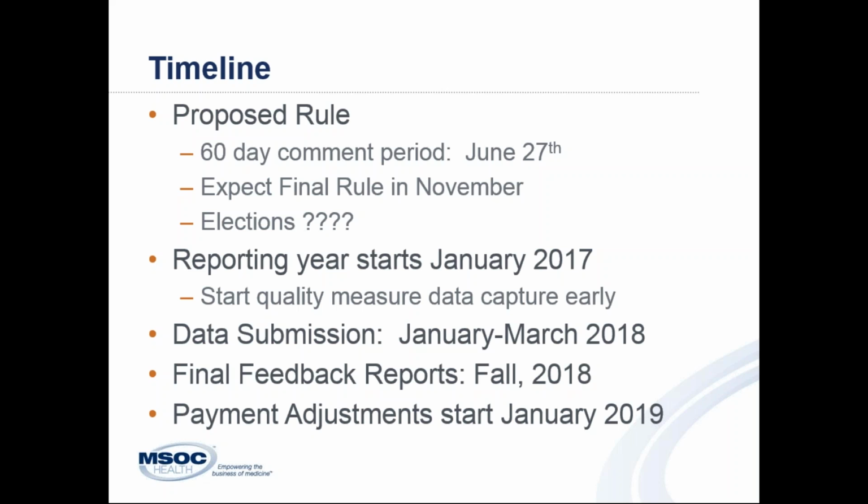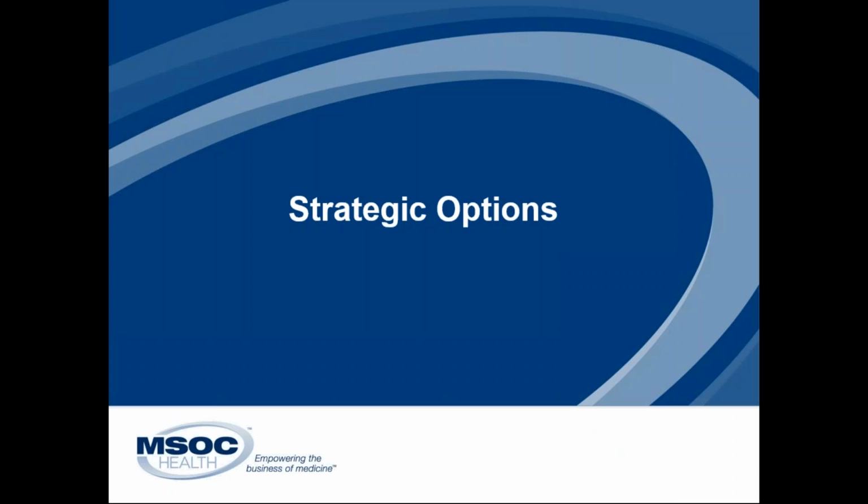Data submission will happen as it is doing now with meaningful use in PQRS for most people from January through March of 2018 based on the whole calendar year of 2017. And then we'll see the feedback reports from that in the fall of 2018, and we will start to see our payments adjusted in January of 2019.